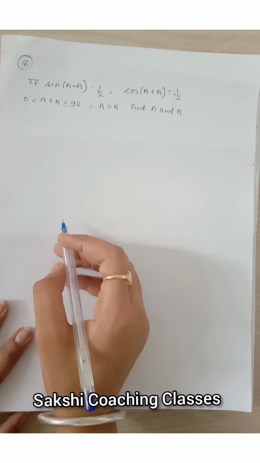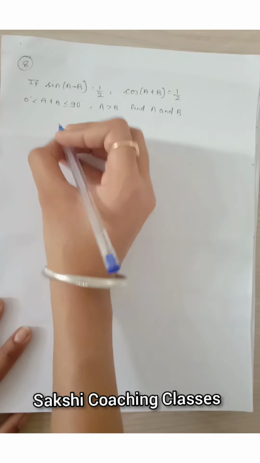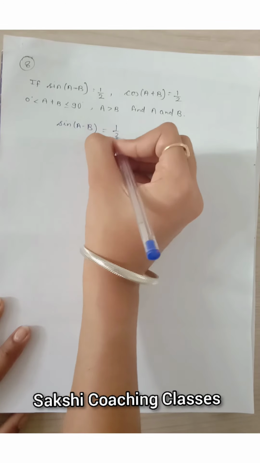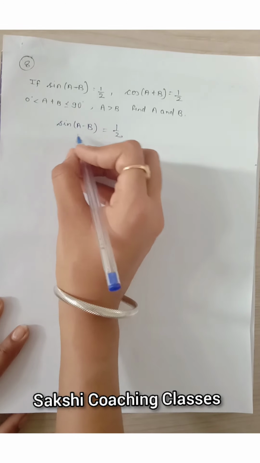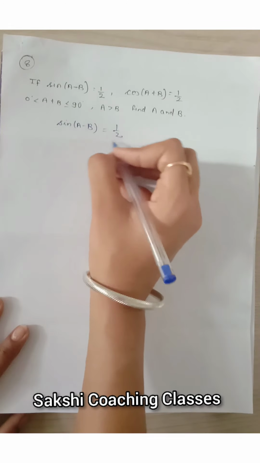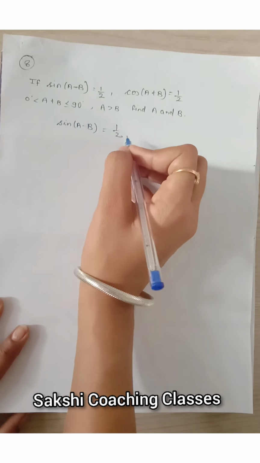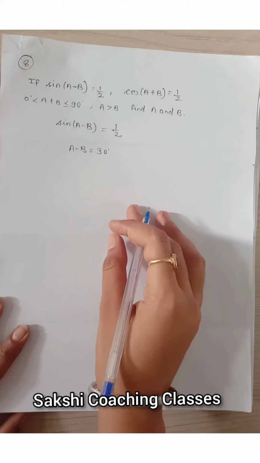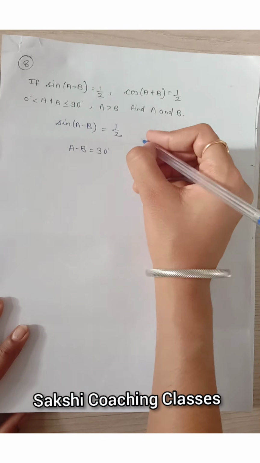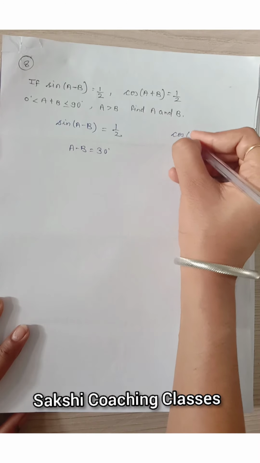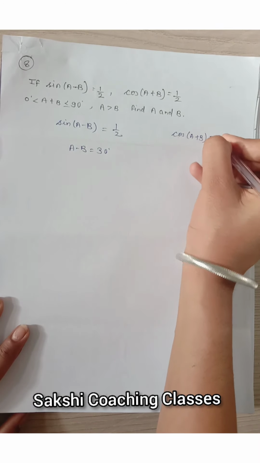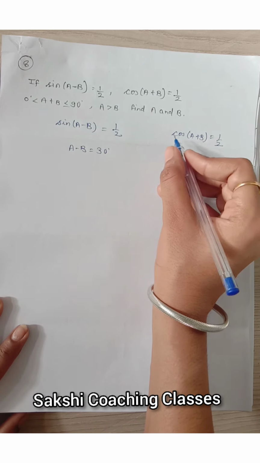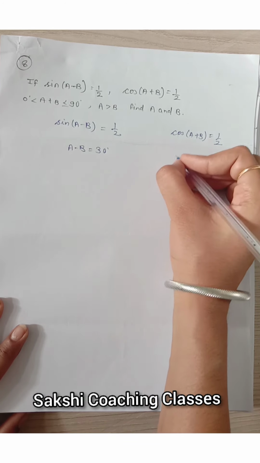Example number 8. This one is a very important and easy question. Here it is given that sine of A minus B is equal to half, and for which angle is the value of sine theta equal to half? So here theta is equal to 30. Clear? In the other portion, cos of A plus B is equal to half. For what value of theta is cos equal to half? It is for 60.